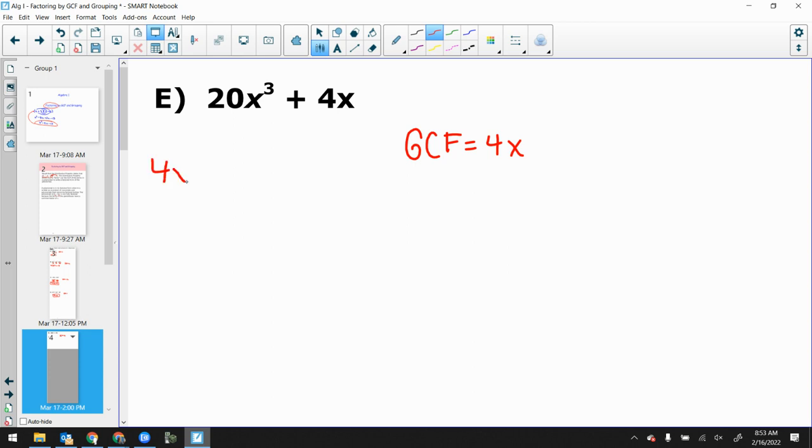Okay, so we put that on the outside and we divide it out. All right, 20 divided by 4 is 5. X to the third divided by x to the second.